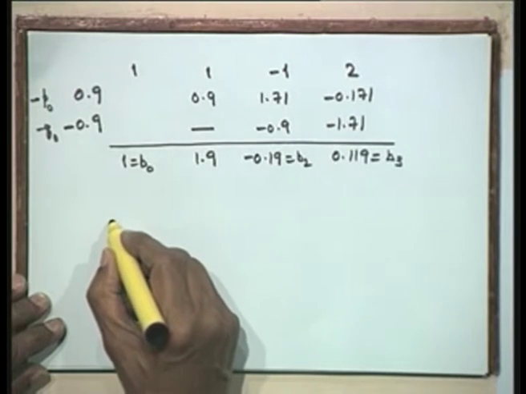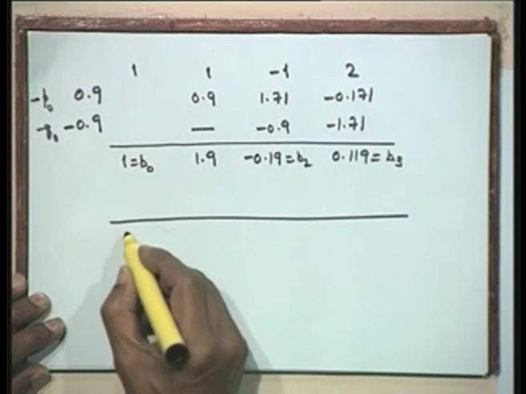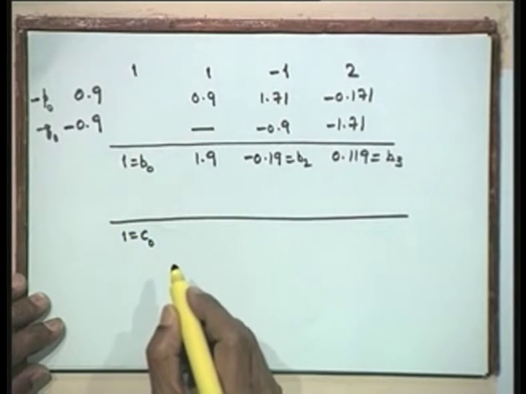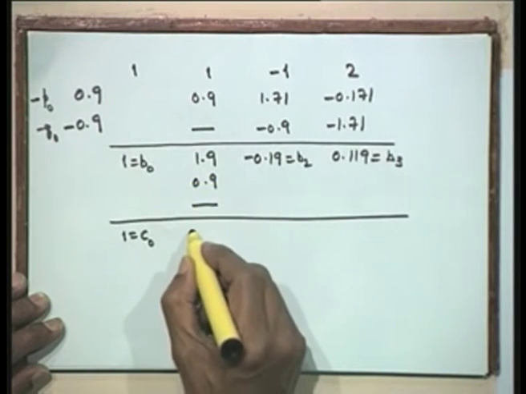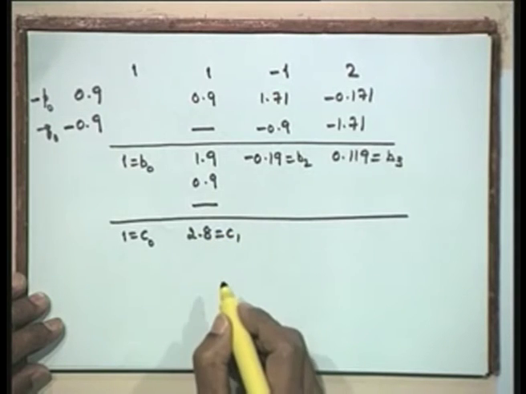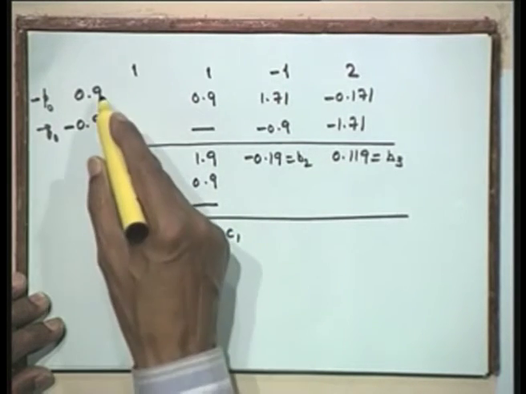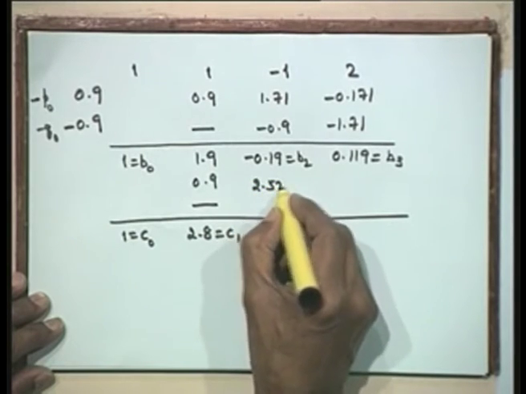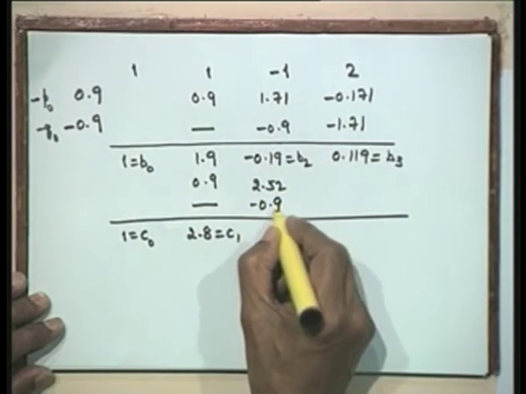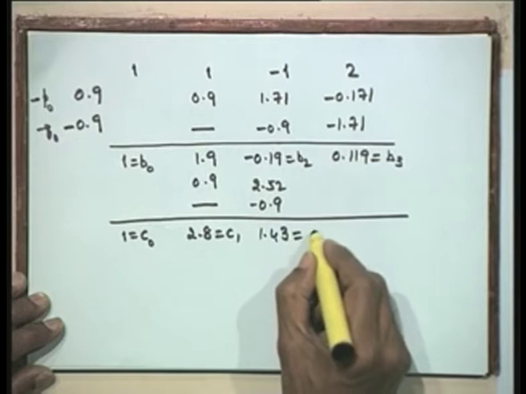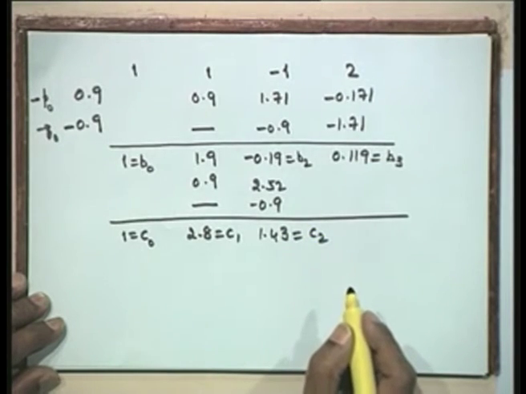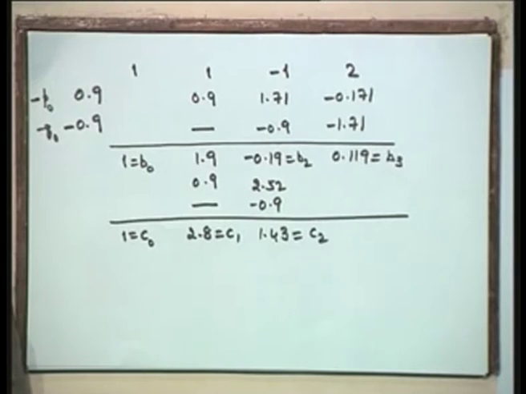Now, we proceed to the next step. I will again get 1, that is equal to c0, then 0.9 into 1, that is 0.9, add it, 2.8, that is c1, then 2.8 into 0.9, that is 2.52, minus 0.9 into 1, add up, 1.43, that is equal to c2. Therefore, these are the quantities that we have for now evaluating our h1 and h2.